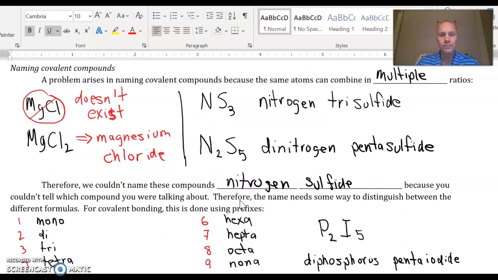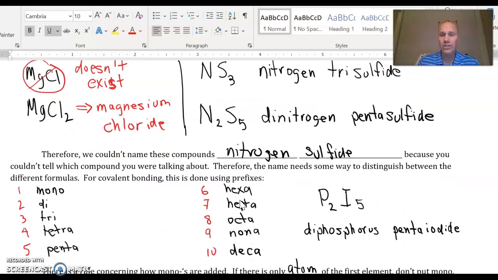All right. So one thing that you're going to have to learn to do when applying this method is to memorize some prefixes. All right. So for 1, the prefix is mono. For 2, it's di. 3 is tri. 4 is tetra. 5 is penta. 6 is hexa. 7 is hepta. 8 is octa. 9 is nona. 10 is deca. And so there are additional prefixes, but we're going to limit this to 10.